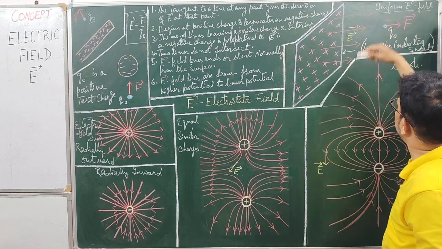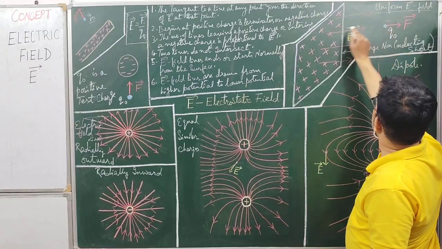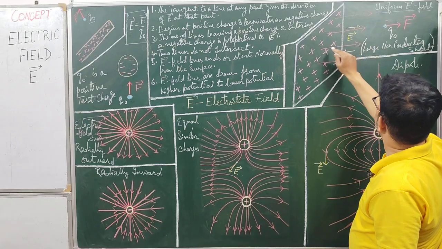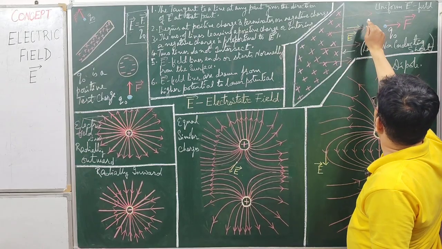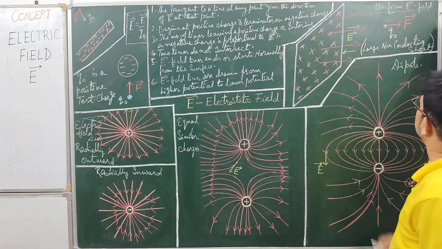And how are we depicting that in the picture? These are the lines which are coming straight, and these are equally spaced. So these are parallel lines, equally spaced. These lines show that a uniform electric field exists.